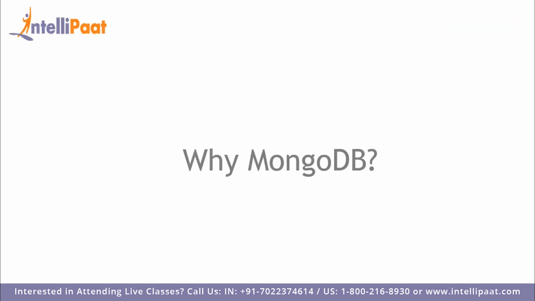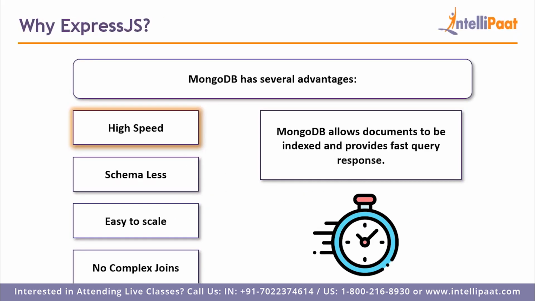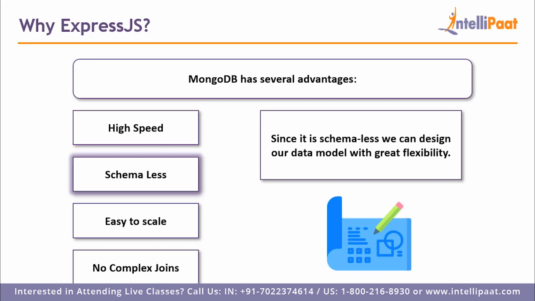So why would you want to use MongoDB? So MongoDB has several advantages. One of them is high speed. MongoDB allows documents to be indexed and provides fast query responses. MongoDB is written in C++, so the queries that you run will be extremely fast. MongoDB is schema-less, allows us to create our data models with great flexibility. Now it is schema-less, which means that if you do not wish to add any database level schema for data validation, you can do so. However, if you choose to add some validation, you can do that as well.